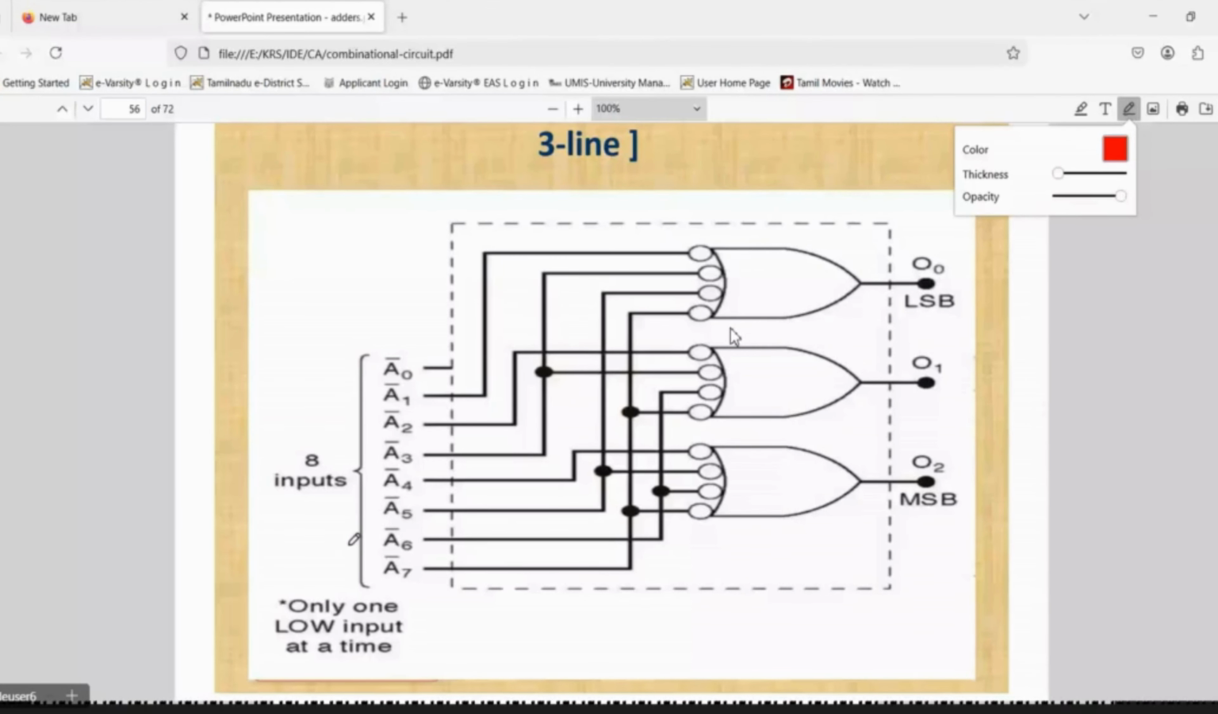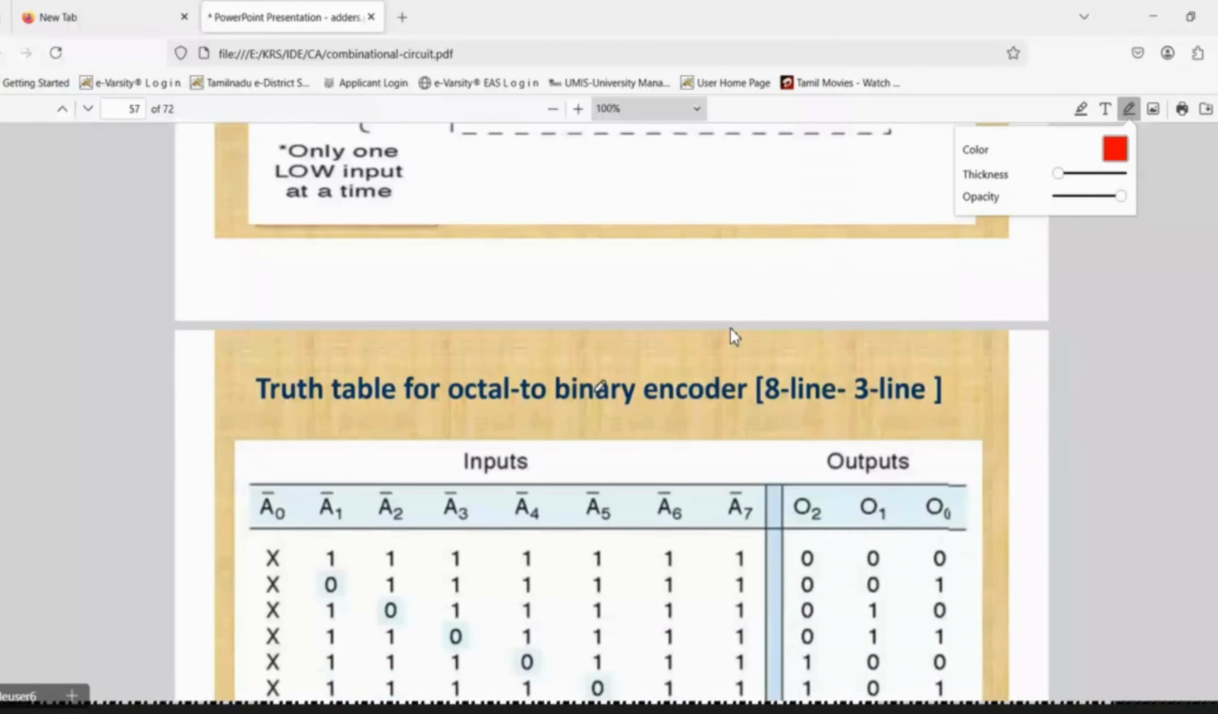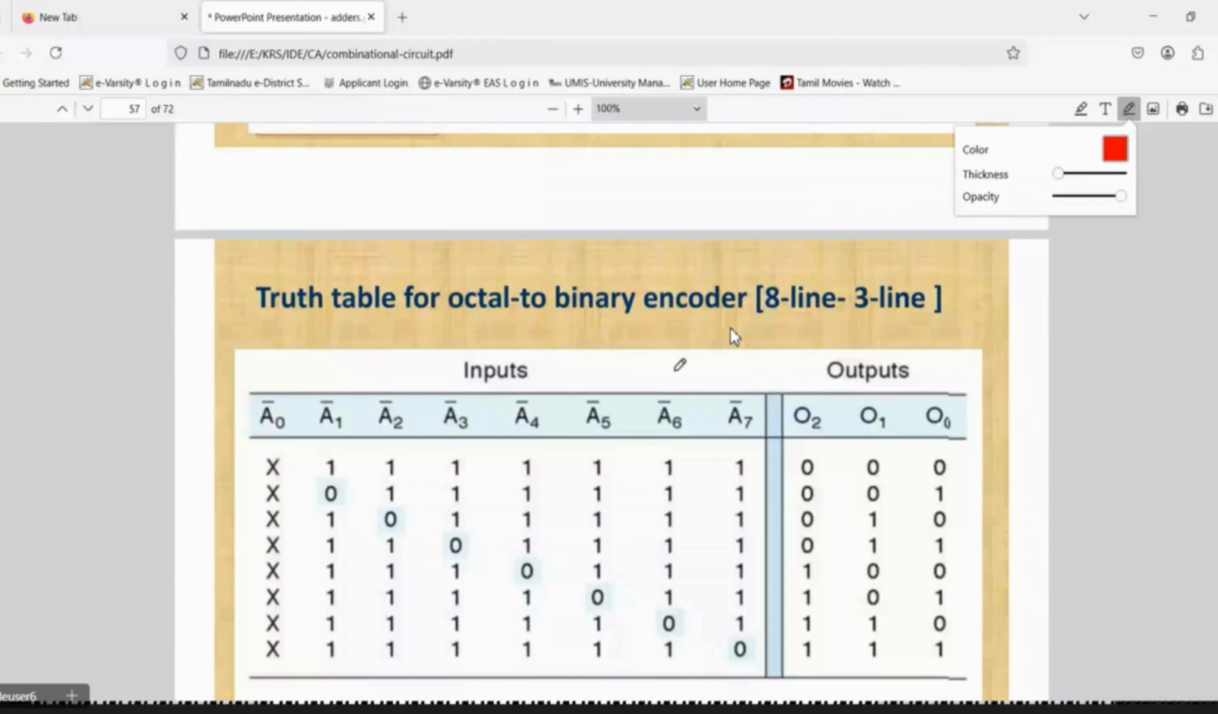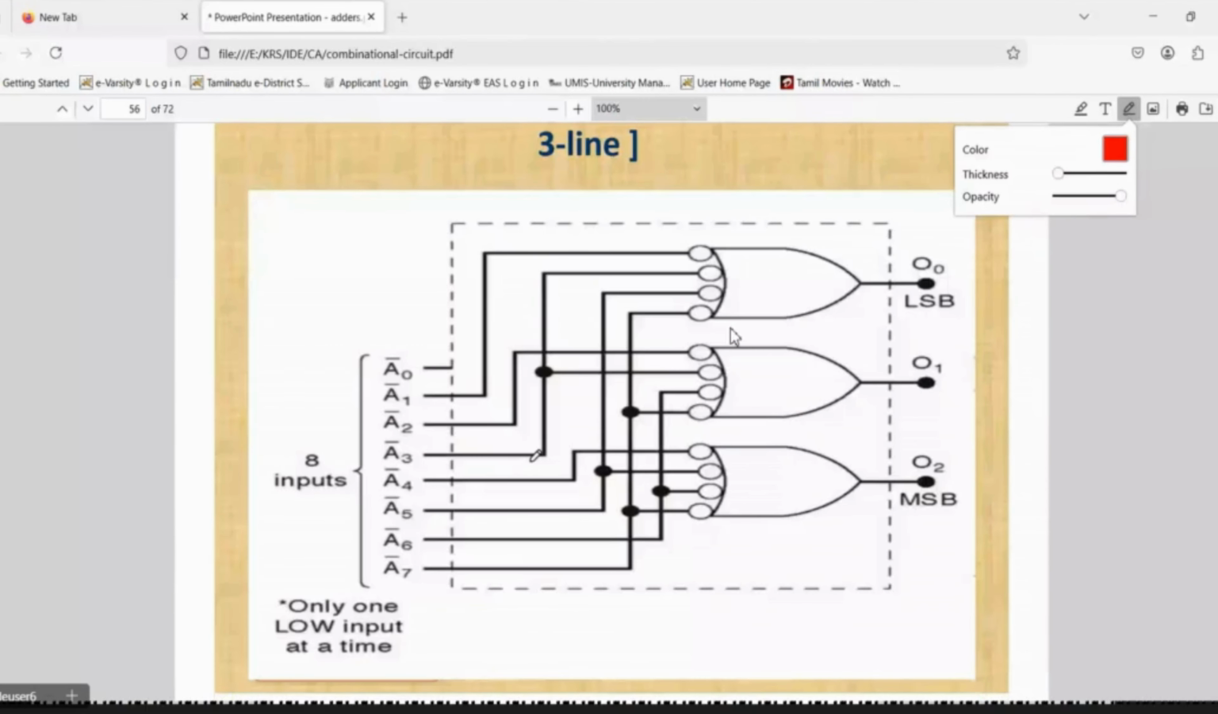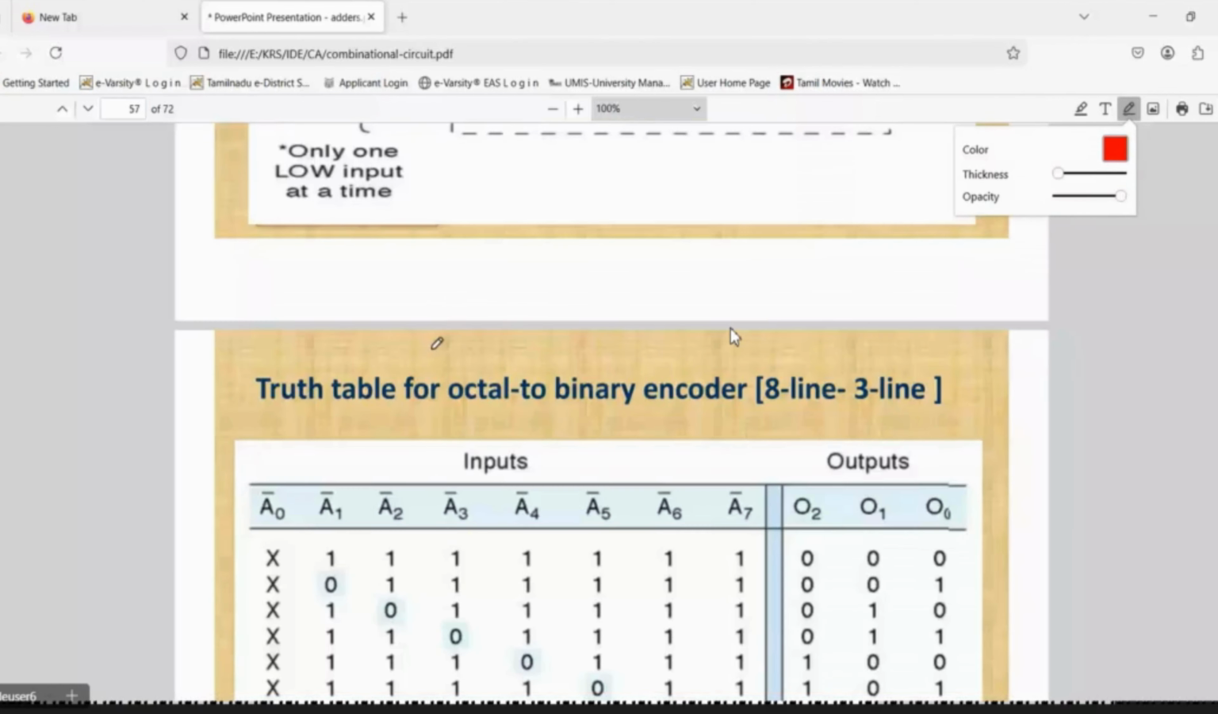So truth table for octal to binary encoder, that's 8 input line to 3 output line. So நம்மளுக்கு input line பாத்தீங்கன்னா என்ன இருக்கு 0 to 7. இதுல இப்ப நம்மளுக்கு 0 அவுட்புட்டா கிடைக்கணும். எல்லா கேட்டும் டிசேபிளா இருந்தா தான் நம்மளுக்கு 0 வந்து அவுட்புட்டா கிடைக்கும். அதுதான் இங்க. சோ எல்லாமே டிசேபிள்.